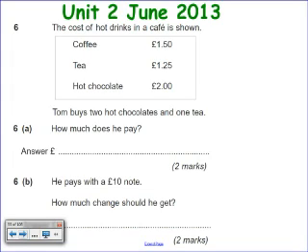Here's an example of how they do it to you. This is question 6 in the exam. So we're about a third of the way through the exam, and they're going to test your decimal handling knowledge, okay? So have a go at that, 6A and 6B.